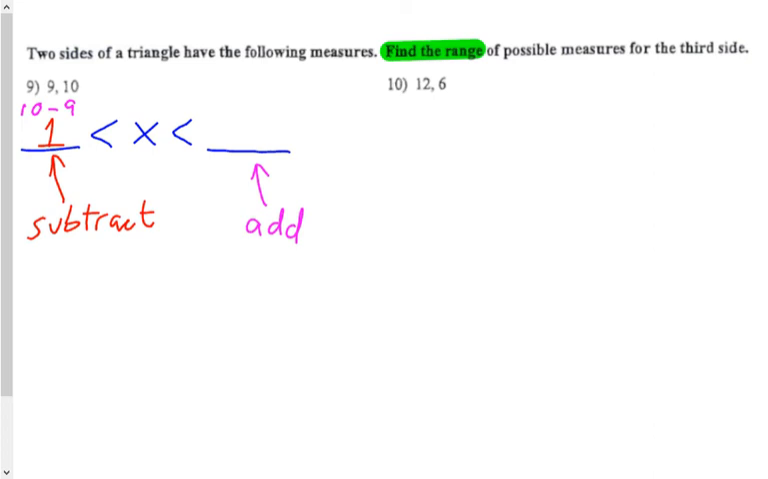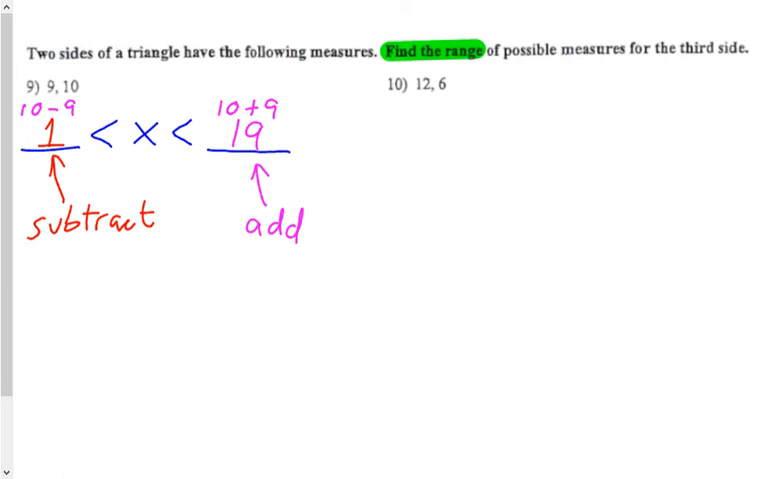Now for my upper limit, it says to add the two numbers. So I'm going to just write that up here, 10 plus 9. And my upper limit is 19. So then my third side for this problem, my x, has to be between 1 and 19. Anything outside of those numbers would not work.